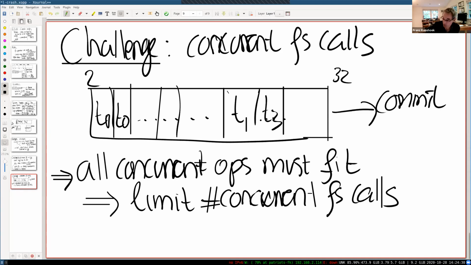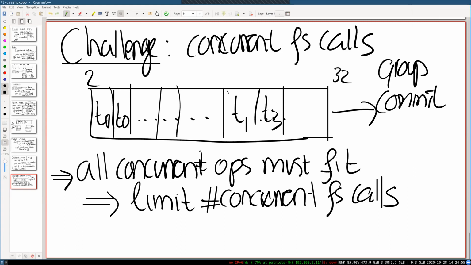This is sometimes called group commit, because you're committing multiple system calls, all the ones that were concurrent in action. You commit them together as a single big transaction, so that all their updates take place, or none of them take place. Okay.